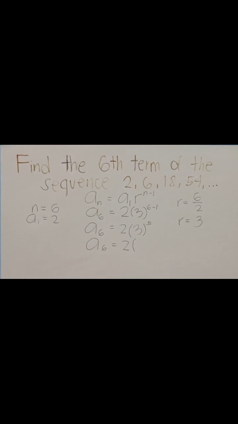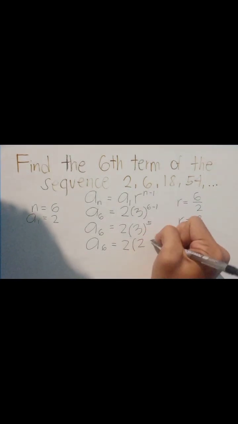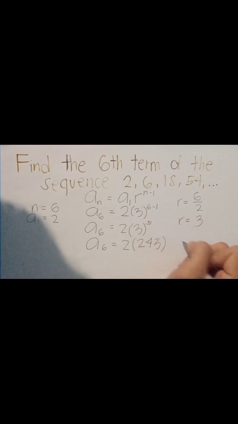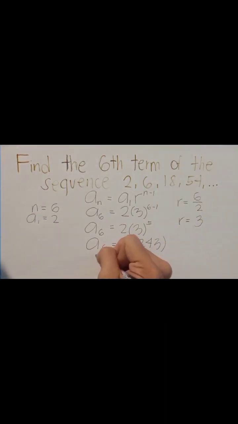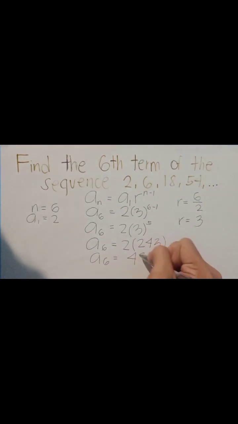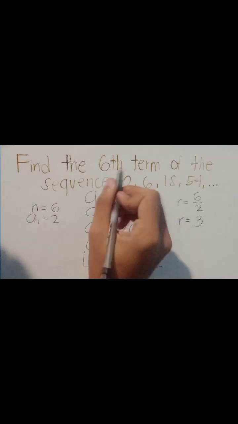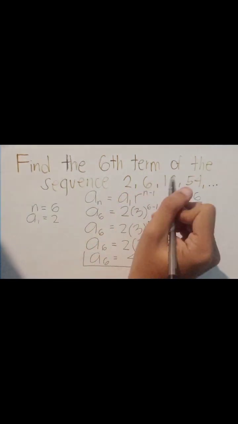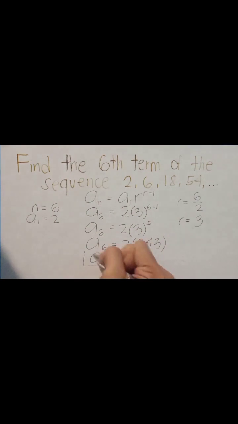Yung lalabas dyan is 243. At ang sagot naman natin is a sub 6 is equal to 2 times 243 is equal to 486. So, ayan na nga po guys, no? Ito na po yung a sub 6 o 6th term ng sequence na 2, 6, 18, 54, and so on.